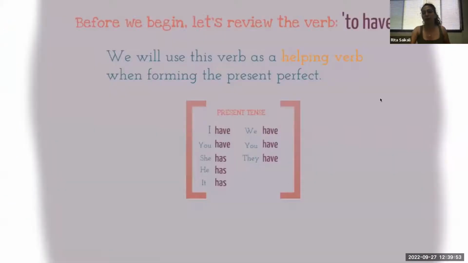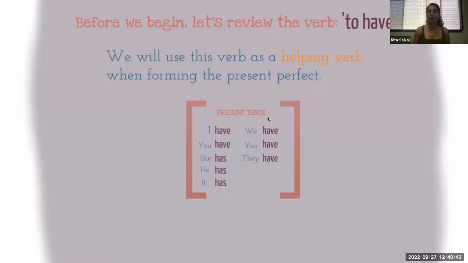And before we begin talking about the actual tense, we need to look at the helping verb. And like I said, in the future, we use will. In present continuous, we use the verb to be. In present perfect, we use the verb to have in the present. That's why it's called present perfect, because the verb to have is in the present, okay? So this is, again, how you conjugate the verb to have in the present. I have, you have, she has, he has, it has, we have, you have, and they have, okay? So this is something that you have to know.